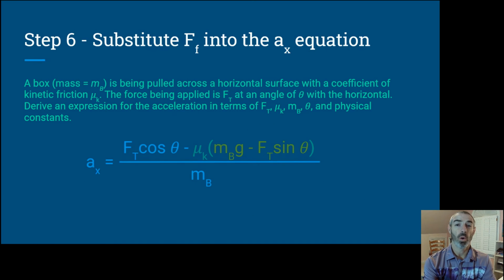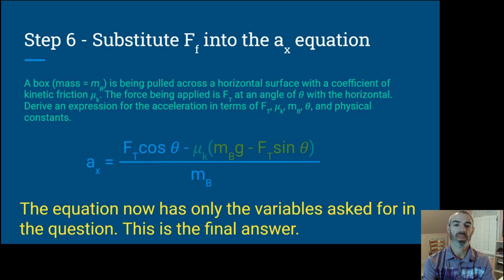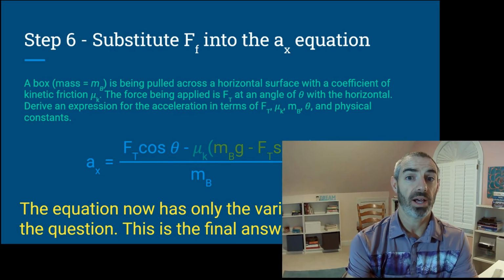So you can see our overall acceleration equation now has just the variables we're allowed to have, which is FT, theta, mu k, m, and g. FT, theta, and m are all allowed in our final equation. So this was how you solve Newton's second law problems using the first law and friction.